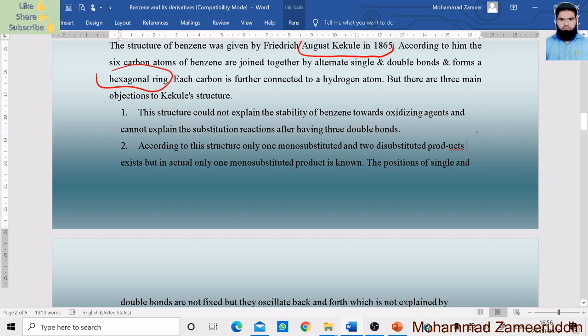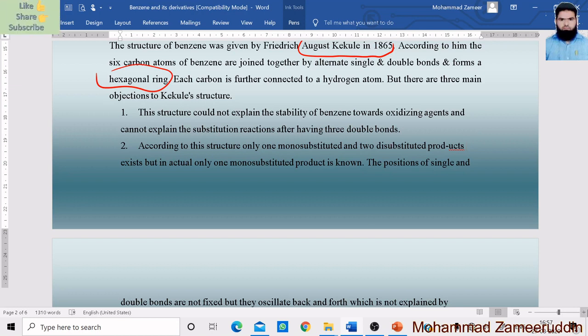This is one objection that we have seen above, that benzene itself does not undergo oxidizing reaction, whereas other unsaturated compounds easily undergo the oxidizing reaction. The second objection is that benzene undergoes substitution reaction rather than addition reaction. If it is an unsaturated compound with three double bonds, then it must undergo the addition reaction, but it is not; rather it undergoes the substitution reaction.